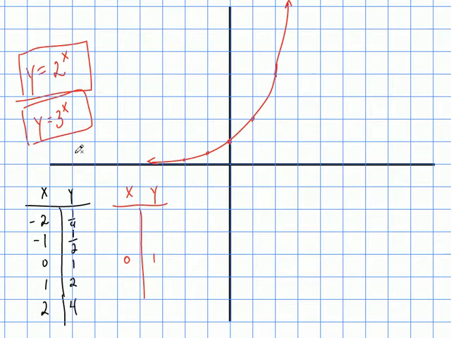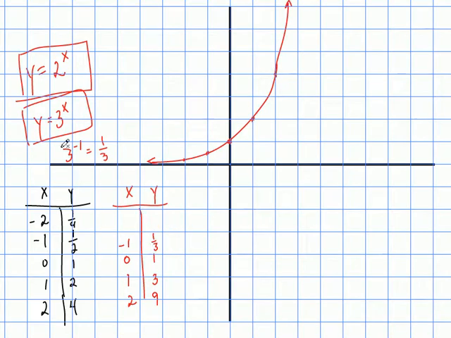What if I put a 1 in there? 3 to the first is what? 3. What if I put a 2 in there? 3 to the second is 9. So it goes up a lot steeper, doesn't it? Alright, if I put a negative 1 in for this, what's 3 to the negative first? It's 1 over 3. Why did I put negative? I shouldn't have put negative, sorry. Yeah, my bad. That was my mistake.